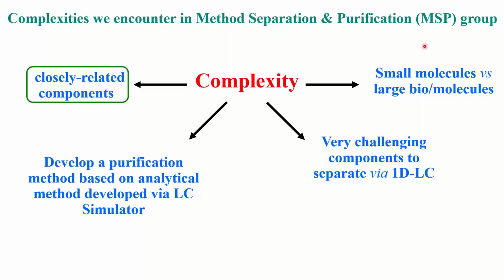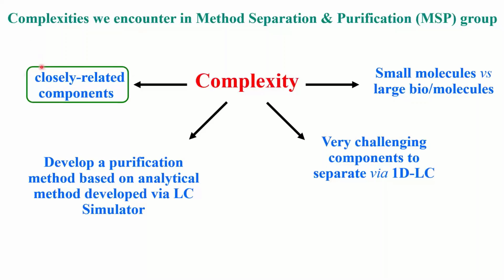Some of the complexities we encounter when doing chromatography modeling are working with closely related components, which are hard to separate. Also, developing purification scale methods based on analytical scale. Another challenge is working with complex mixtures that are beyond the ability of one-dimensional liquid chromatography to separate. And the last example here is understanding how to model large biomolecules correctly when using chaotropic reagents.